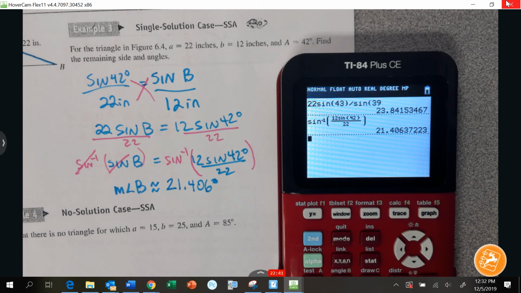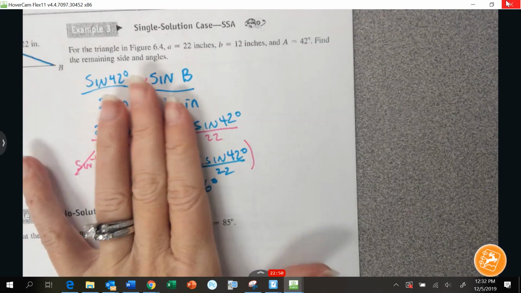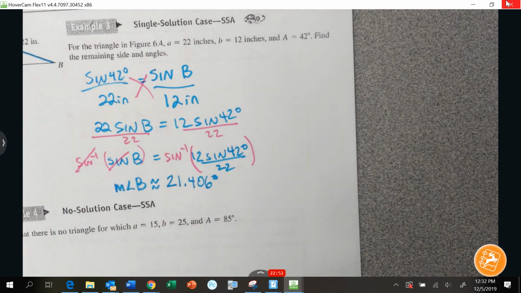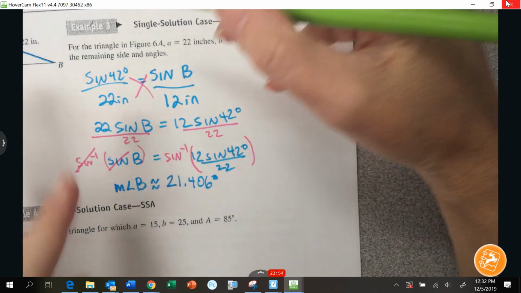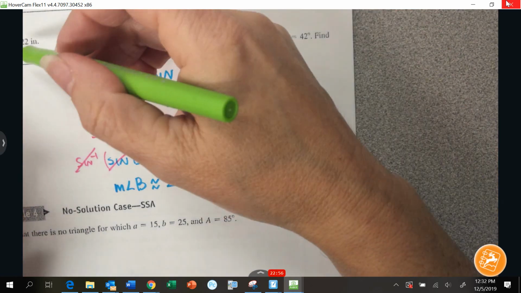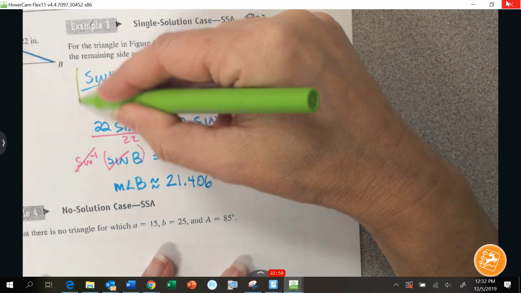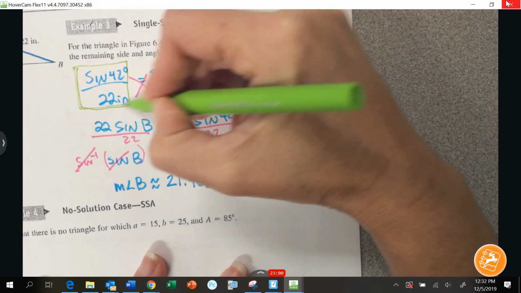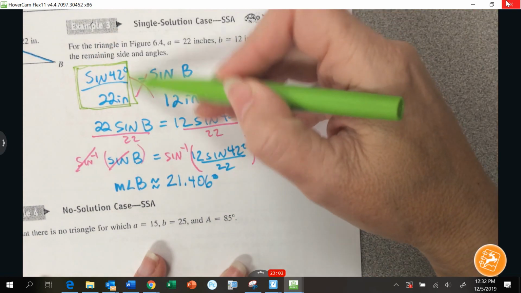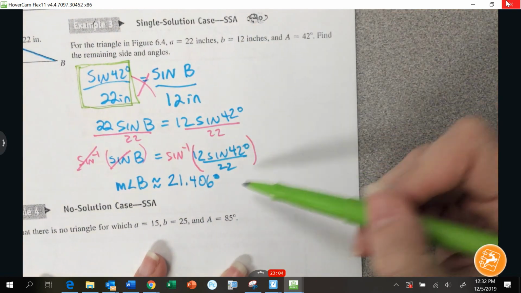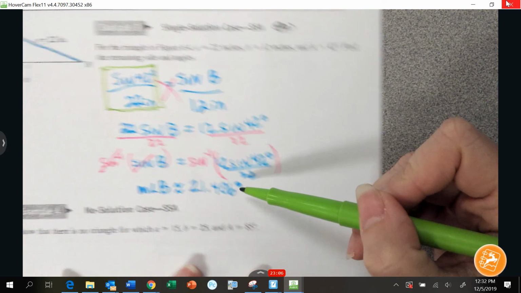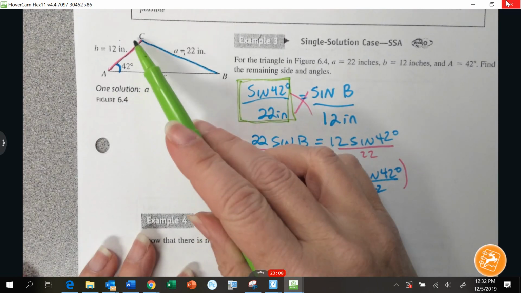So I got 21.406, unless I typed something in wrong. Did anybody else get that? Okay. And again, there's more to this one, but I'm just going to move on. When you do go to find the rest of this one, I use this every time because that one I know for sure. Like, I'm not going to use this number if I don't have to. Actually, I will have to just find the other angle.